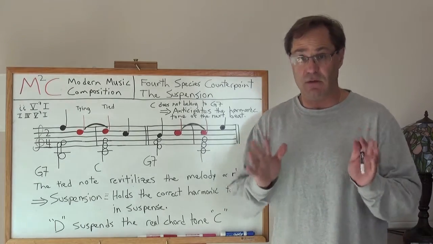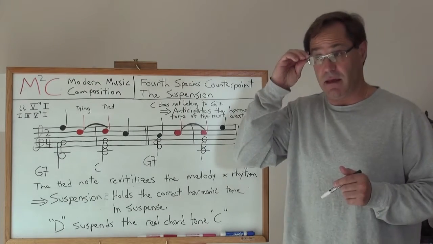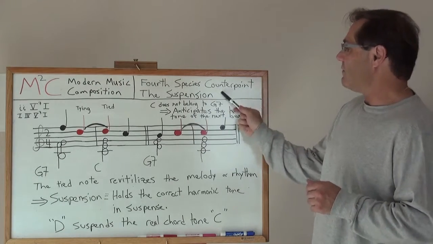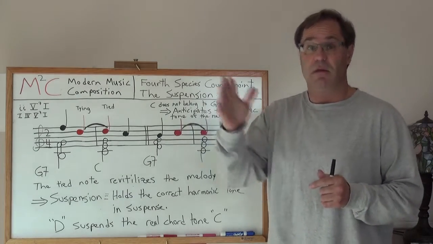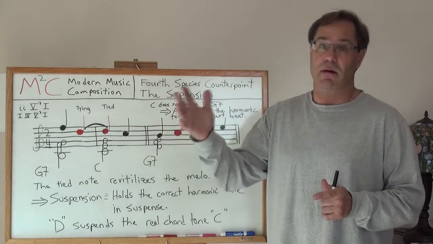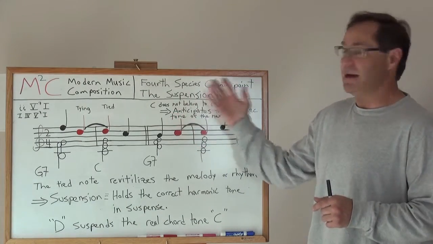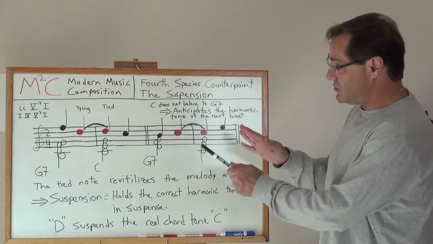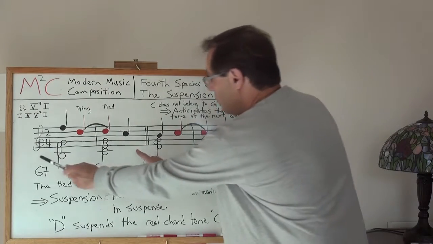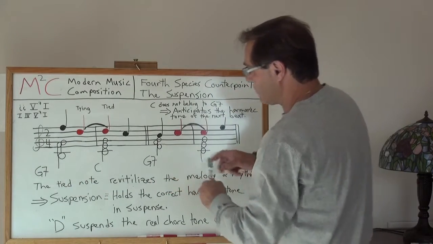So we're going to continue our discussion here on the fourth species counterpoint, and today we're going to talk about the suspension. In the previous video I talked about the tie and how the tie operates. Here the tie is operating as a suspension. And so I've got two examples here. One is here and the other one is right here.